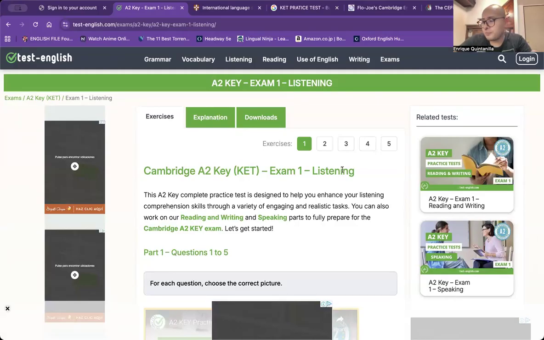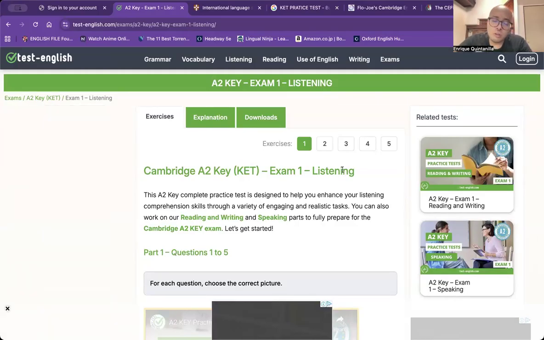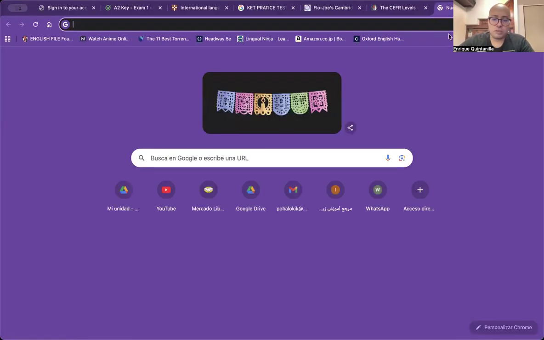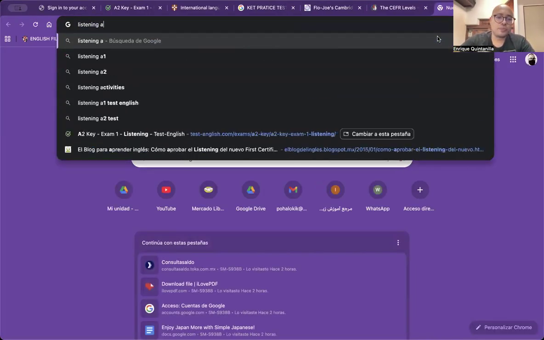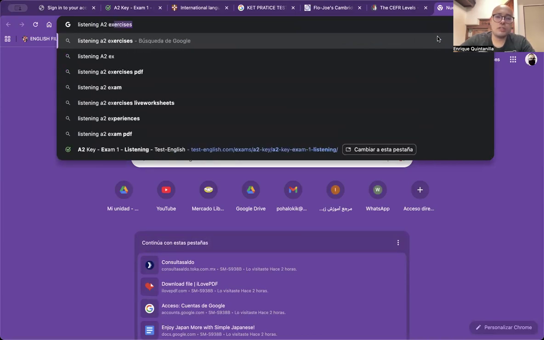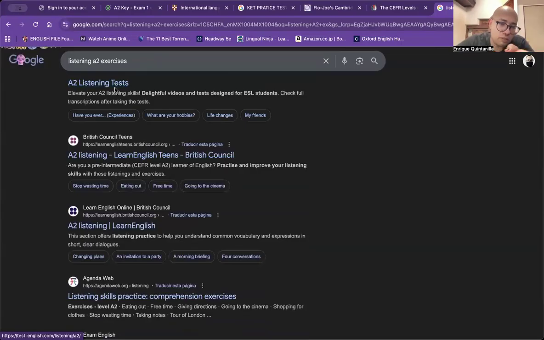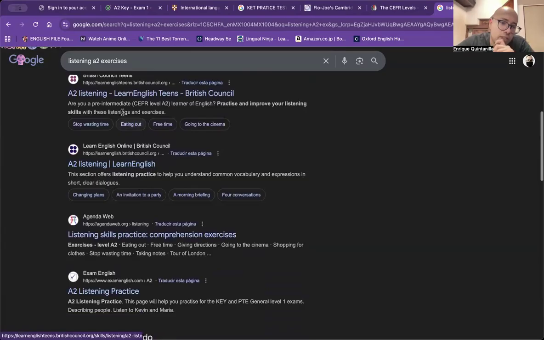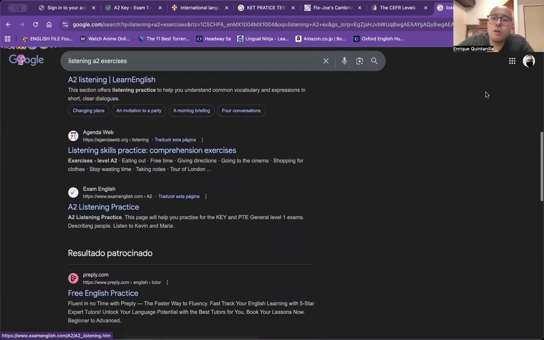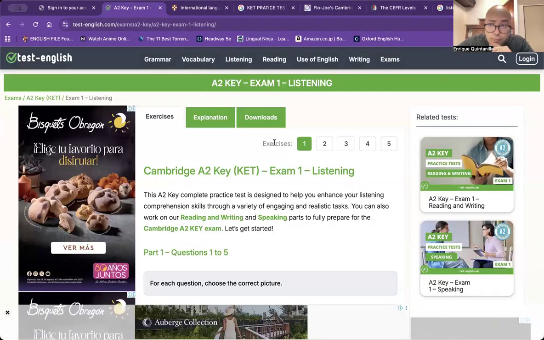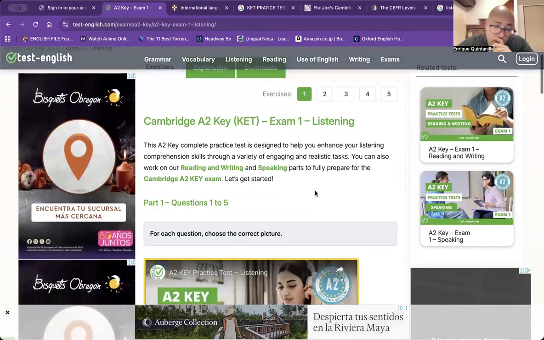Also, you can write on Google "listening A2 exercises," and then in this way you can practice. For example, here the same website will provide you more exercises. Here on Google, or on YouTube, you can follow your favorite influencer, your favorite interests in English, of course.